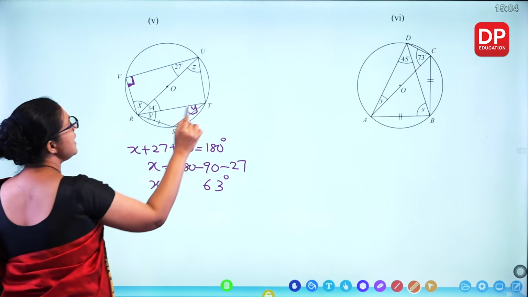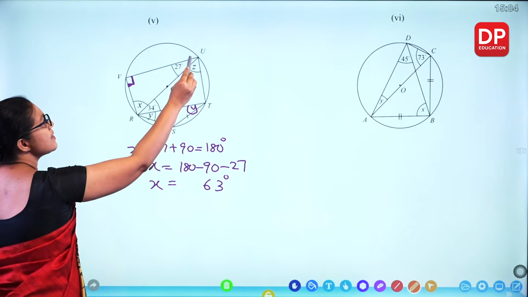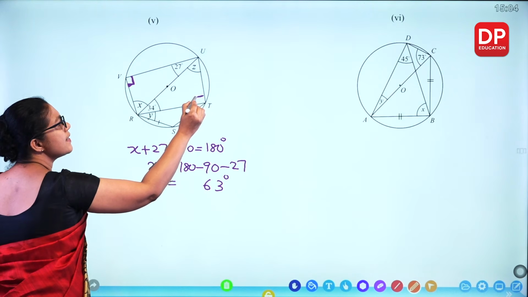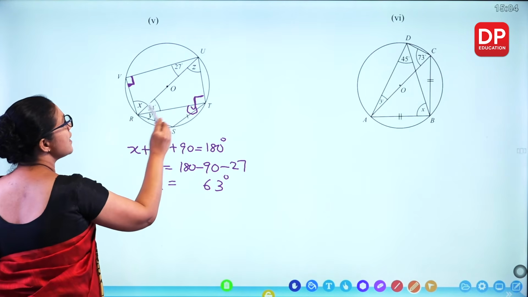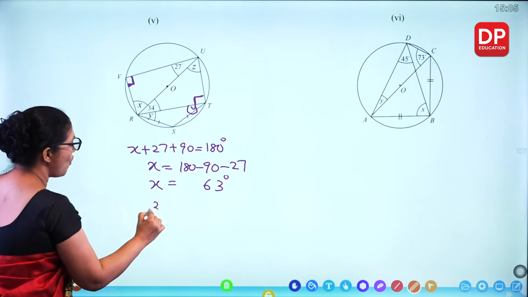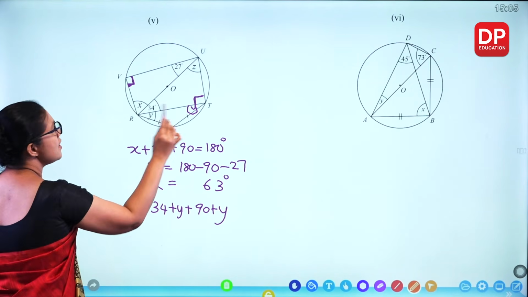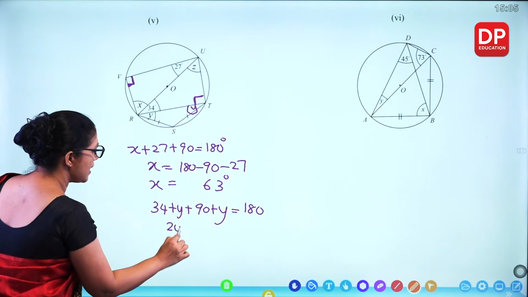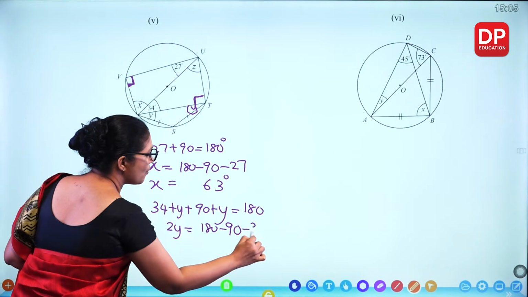Then RUTS is a cyclic quadrilateral. Look at this side. This is the diameter. RU is the diameter. This is 90 degrees. Now we can find out y. Because opposite angles are supplementary, I can write 34 plus y plus 90 plus y. These two add up to 180. So 2y is equal to 180 minus 90 minus 34.